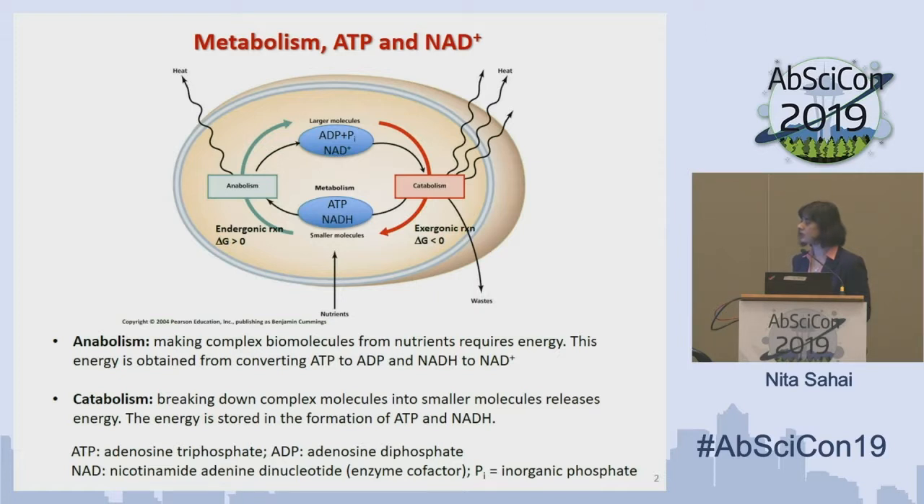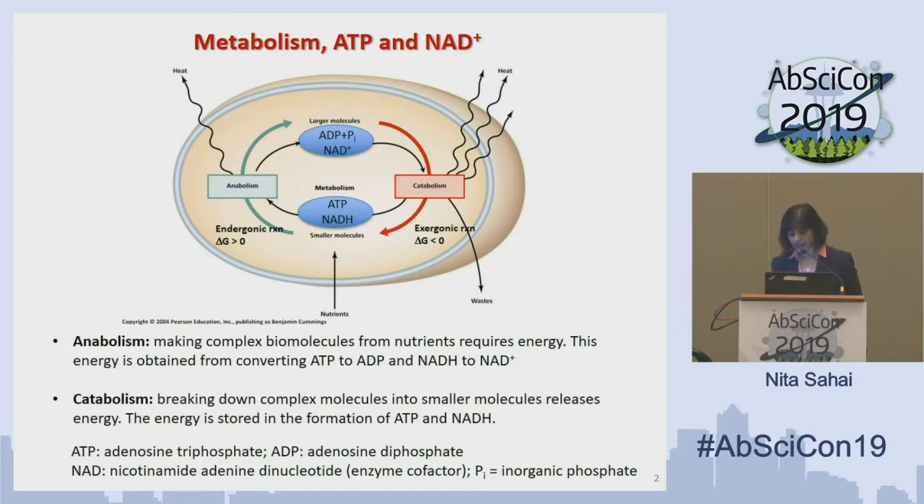is obtained by converting ATP to ADP and oxidizing NADH to NAD+. That's shown in this arm of the schematic diagram here. And the other part of metabolism is the breakdown of the complex molecules, which releases energy, and that's called catabolism. That released energy is then stored in the formation of ATP and NADH, and that's shown in this arm of the cycle on this schematic. The abbreviations are shown over here.